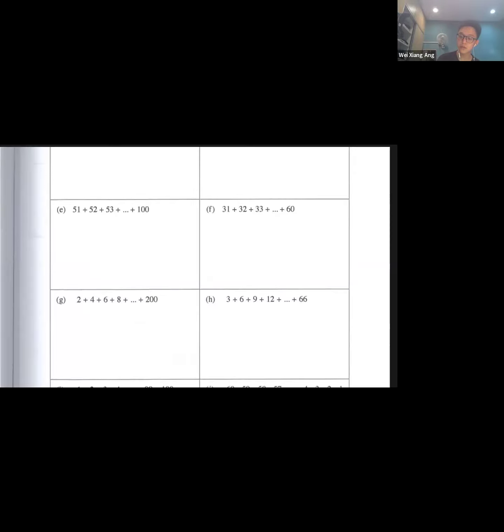Okay, part E is also the same thing. So I really don't want to go through this because it's not that common. Okay, but the formula is what? n over 2 times first term plus last term. The tricky part for this is you have to deduce how many numbers there are. So between 51 and 100, how many numbers are there? Is it 49? No, that's the tough part.